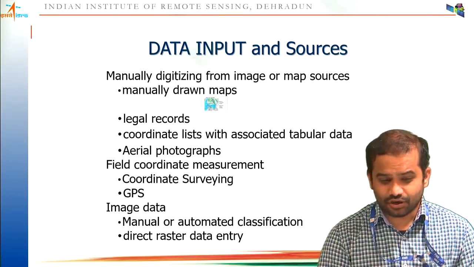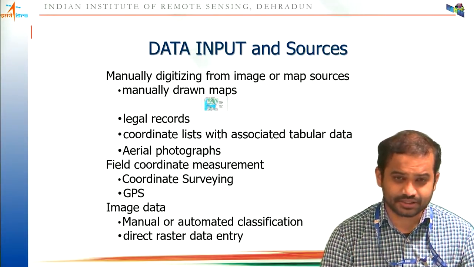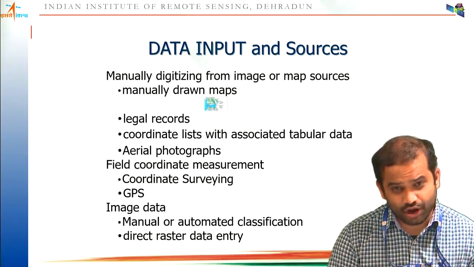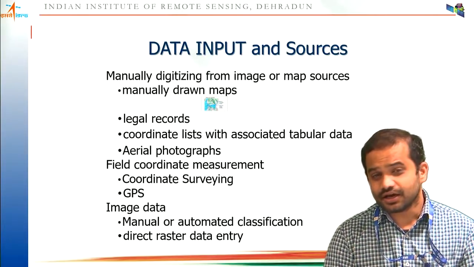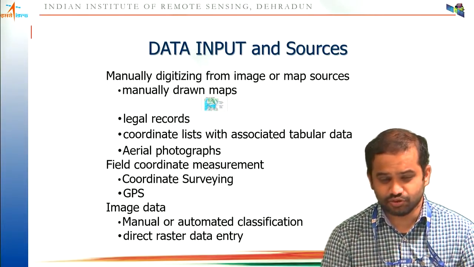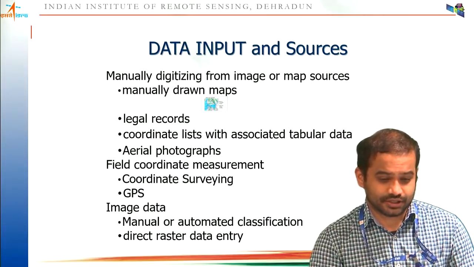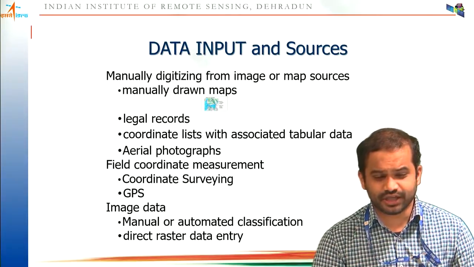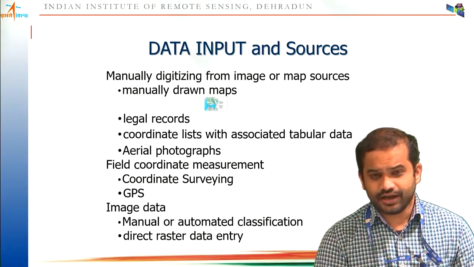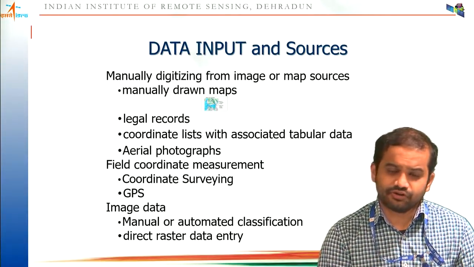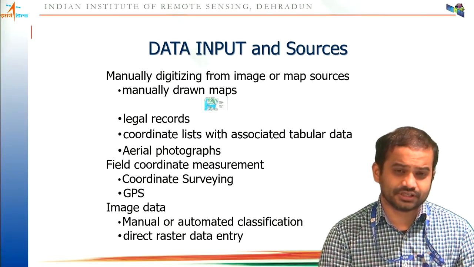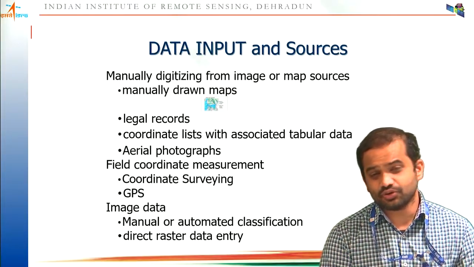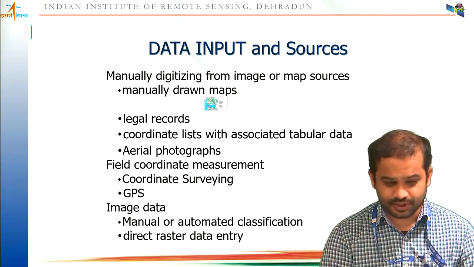Similarly, I'm talking about legal records, right? They are like Khasra maps and others. Taking that as a reference, we need to manually draw. How to draw it, we will learn further as we move forward in today's class. A coordinates list is fairly simple. You know the XY coordinates of different points, and you need to import them into GIS. And aerial photographs: mostly aerial photographs are not georeferenced, in the sense that these photographs have normal file coordinates, so we need to connect them with geo coordinates.